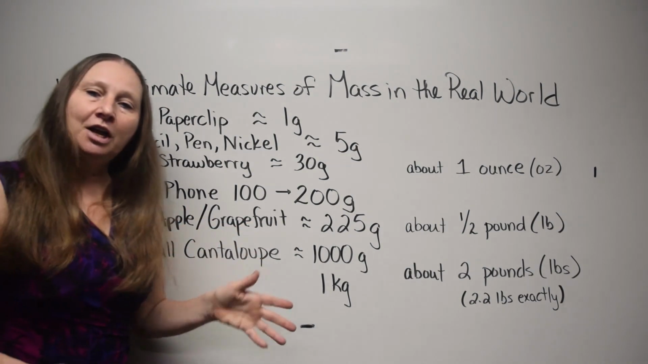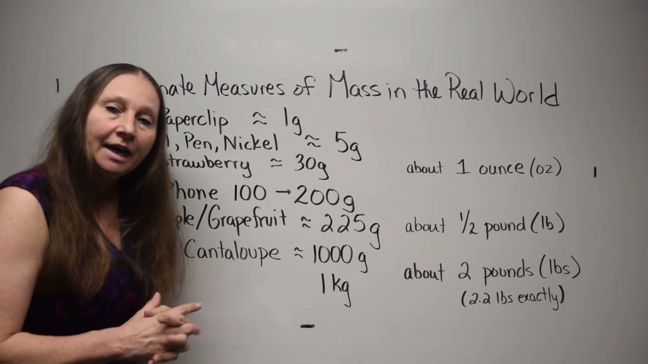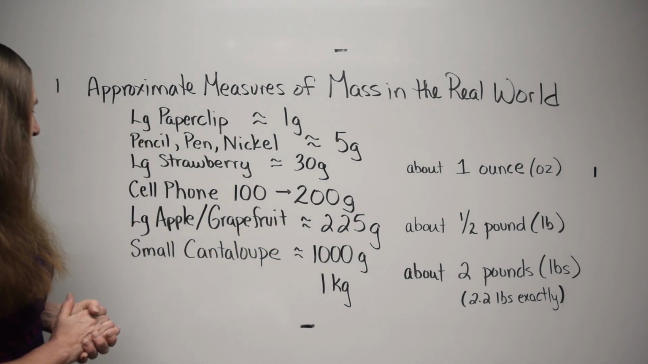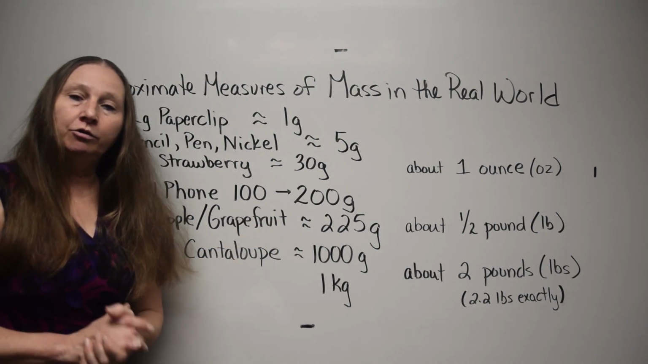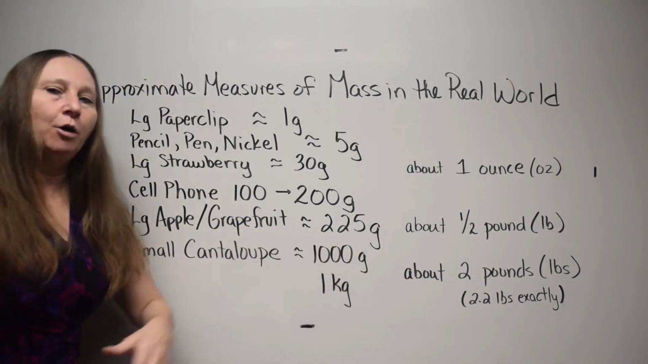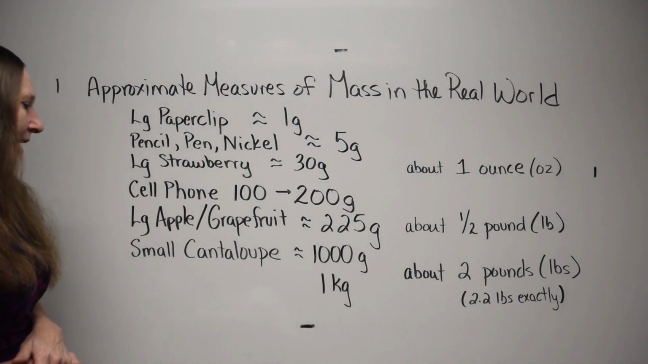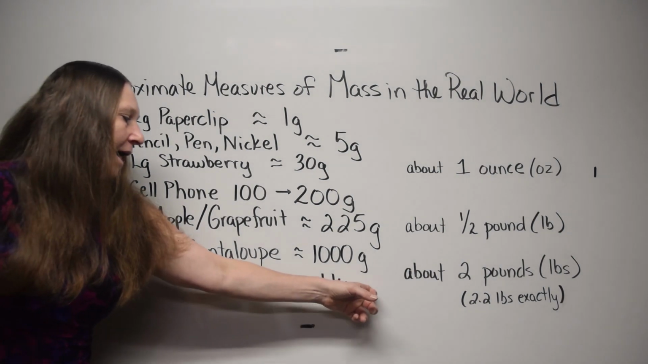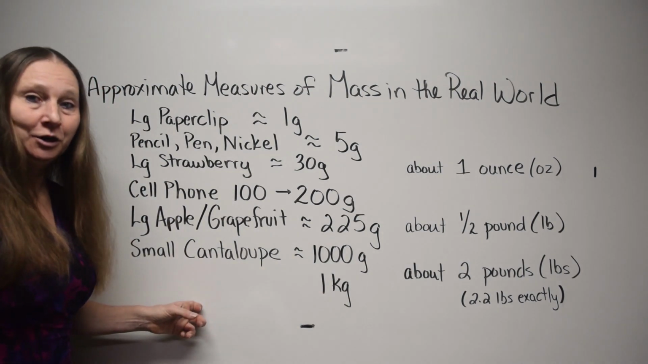A larger cell phone or perhaps a TI-84 handheld calculator, about 200 grams. A large apple or a grapefruit is about a half a pound, and that's about 225 grams. A small cantaloupe is about 1,000 grams, a small cantaloupe.